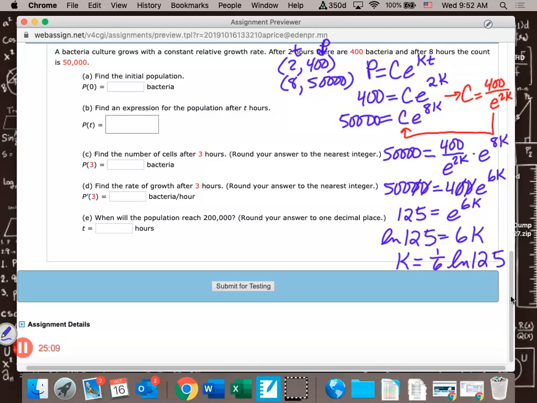Now we need to find c. So c, if you look at this red equation right here, c is 400 over e to the 2k. So this k is going to go right in there. Now we're going to do this slow because this simplifies really nicely, but it takes some good, clean writing here. So I'm going to write in a different color. All right, so c equals 400 over e to the 2 times 1/6 ln 125.